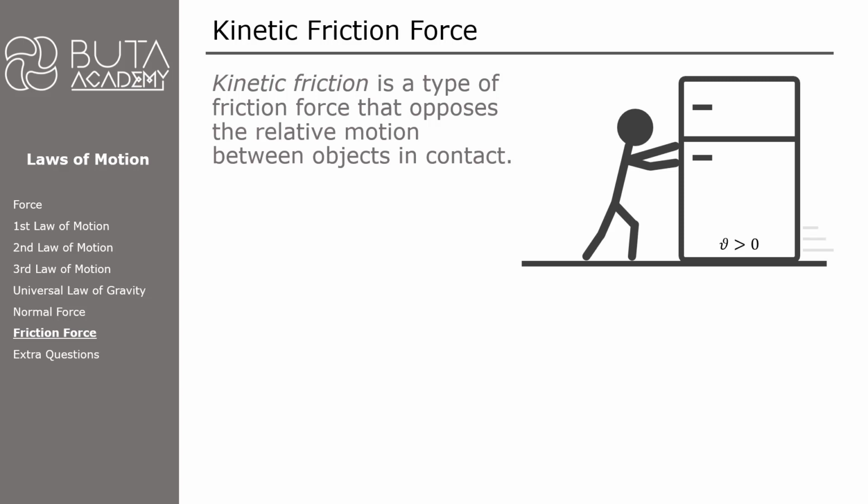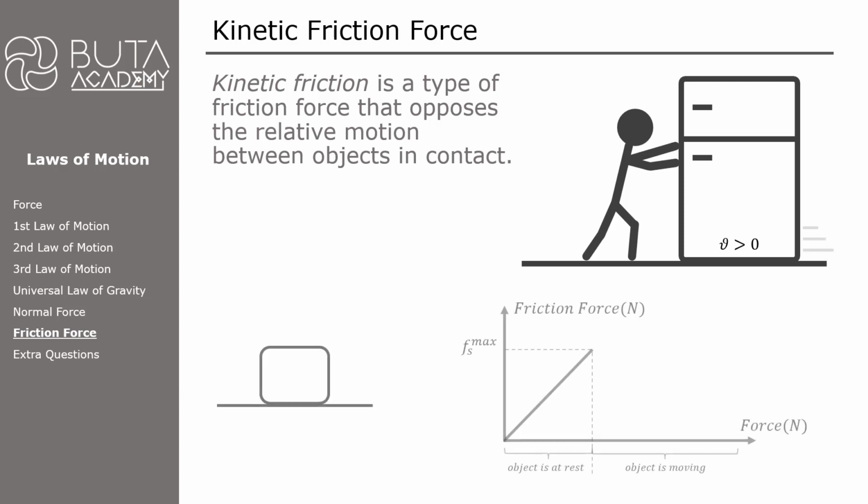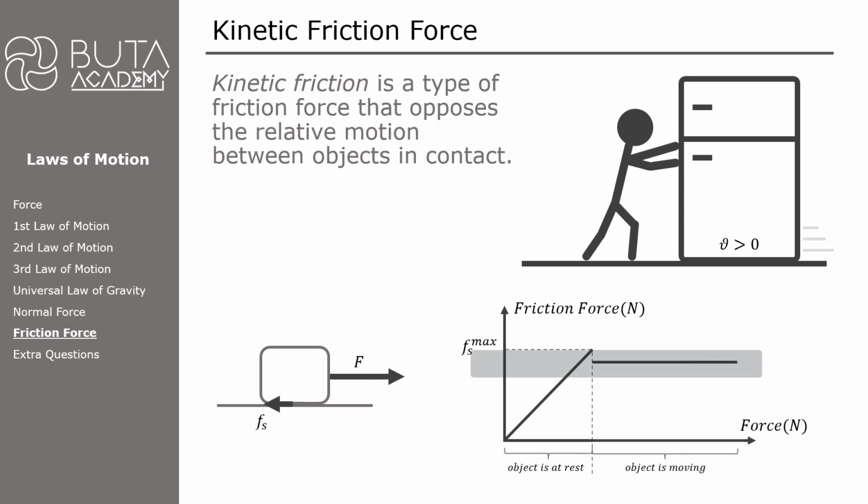Let's bring back the graph and the diagram from the previous slide. This time we only consider the part where the object is already moving. There is an applied force trying to pull it to the right and friction force opposing the motion. As we have already passed the maximum amount of friction force, it cannot increase anymore, but we can still increase the applied force. While the applied force increases, friction force remains the same.